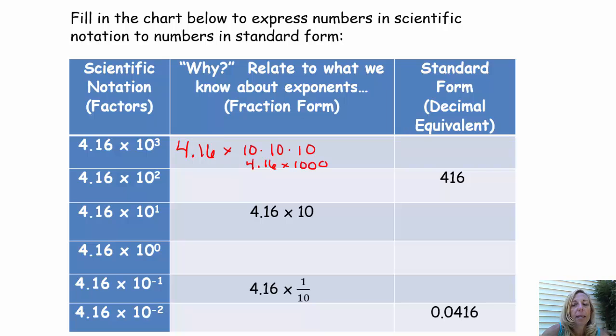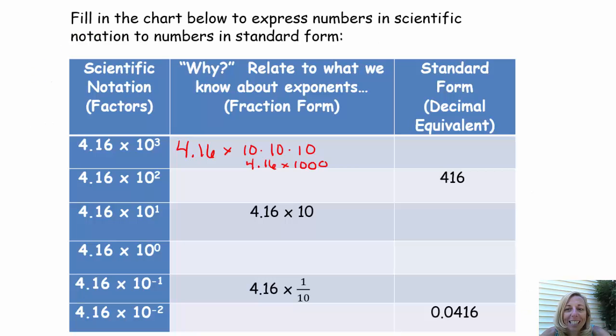If we're going to write that in standard form, which means just writing it as a number, then this is what we're going to do. We're going to take our calculator and multiply 4.16 times 1,000. So you should be getting 4,160. Now let's take a look at the next one.